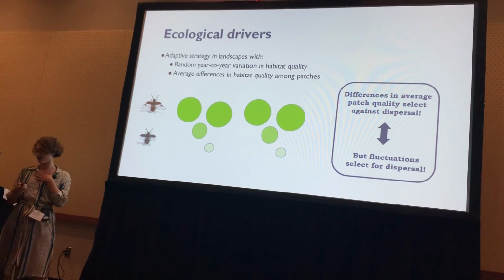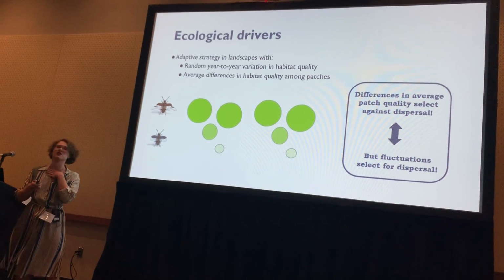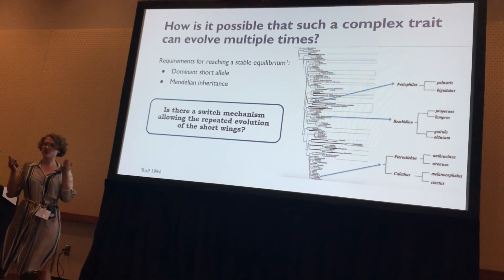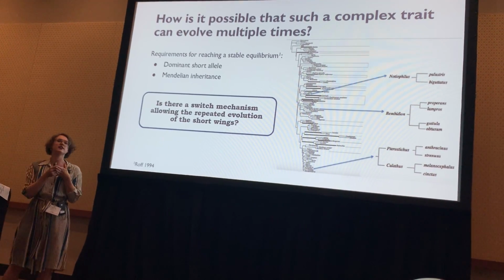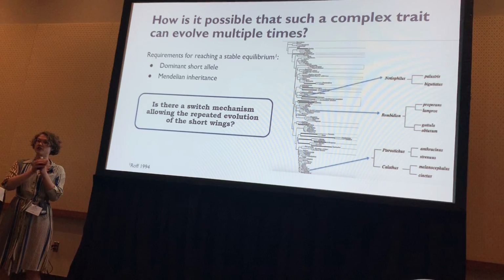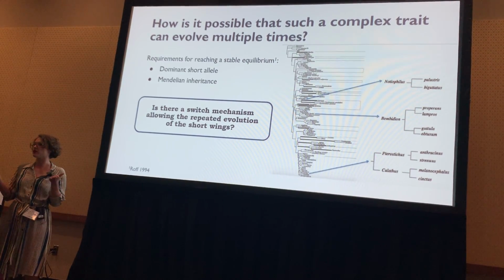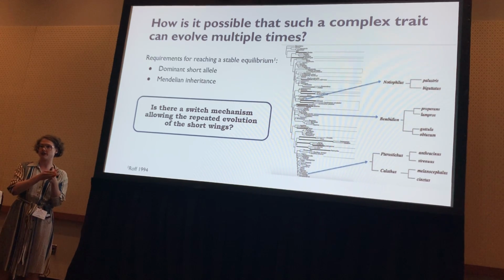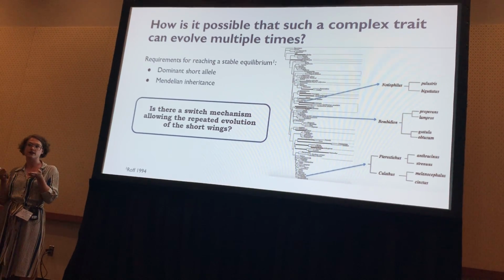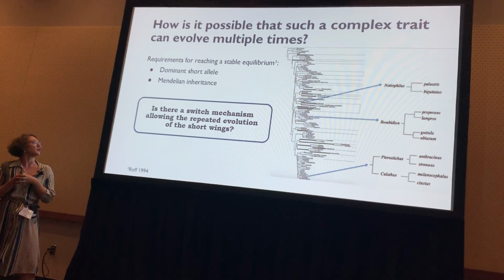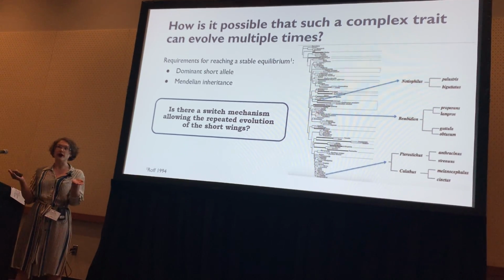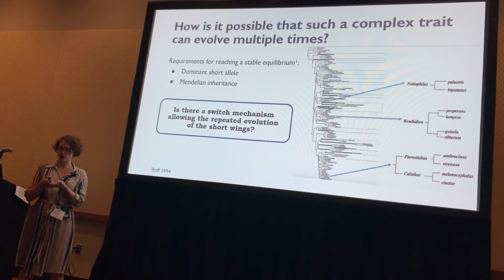I could go on and on about this, but I prefer to focus on the genomic part, because that's what my research is mainly focusing on. So the question is, how is it possible that this complex trait has evolved several times? The requirement for reaching this equilibrium is that, from one day to the other, the short allele must have arisen. So there must be a mechanism that causes this quick evolution. Also, very important for this equilibrium is that the trait is Mendelian.